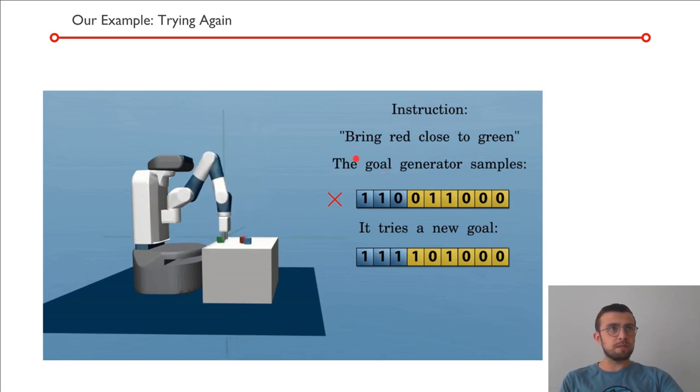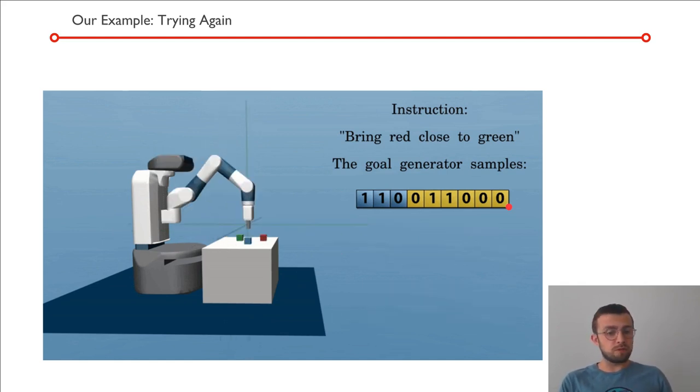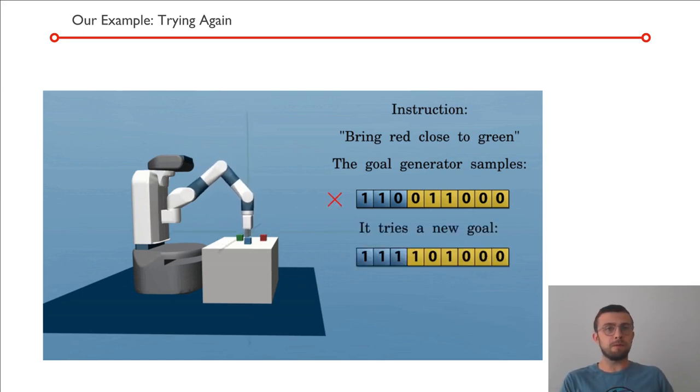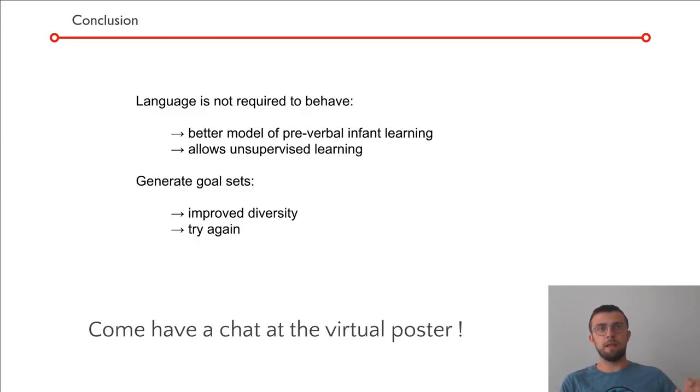Let me tell you what that means. If we sample the instruction bring red close to green, we might first try to build a tower of 3, and if it fails, we might try something else, maybe a pyramid. If it fails again, we might try something else, like a tower of 2 and then the third one close by. In any case, it matches the instruction. So we find different strategies to target the same instruction.